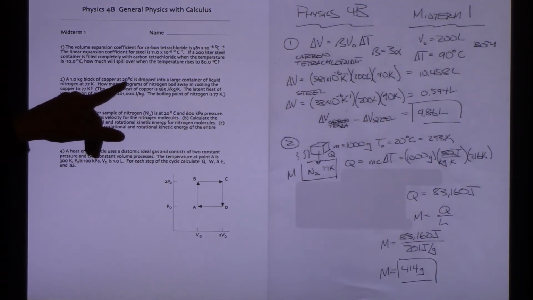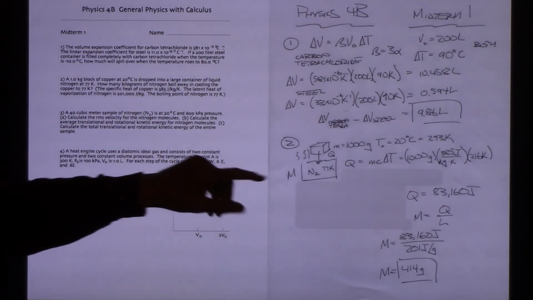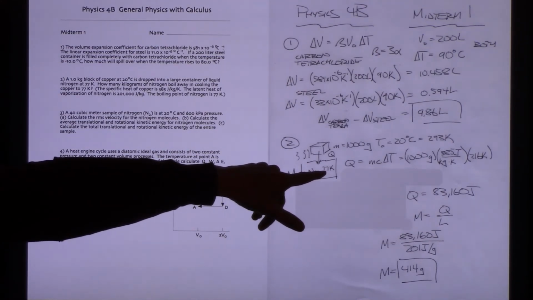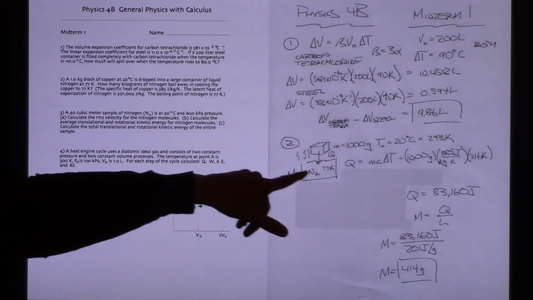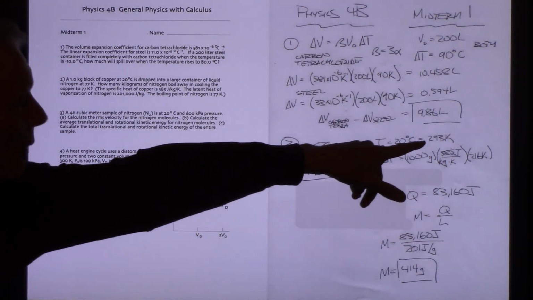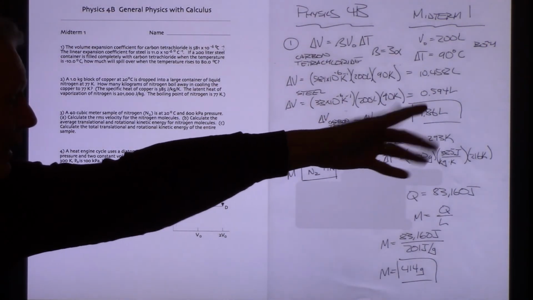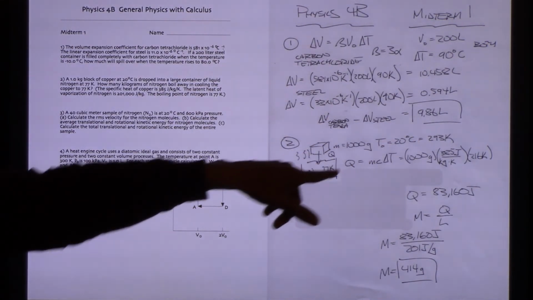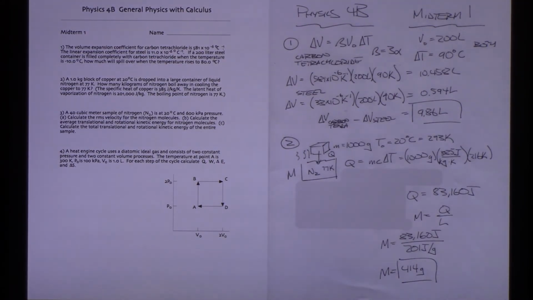Now the copper is at 20 Celsius, which doesn't sound especially warm, a high temperature, until you realize the nitrogen's at 77. So as far as the nitrogen is concerned, this 20 Celsius, which I'm going to convert into 293, is a really large number. This sample of copper coming in is really hot as far as the liquid nitrogen is concerned.